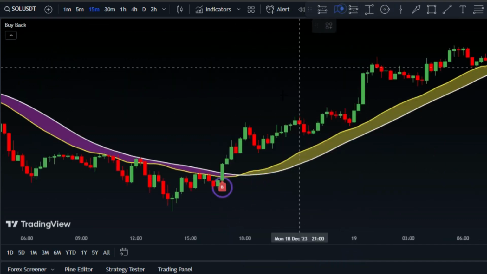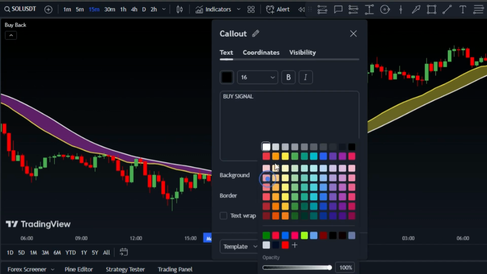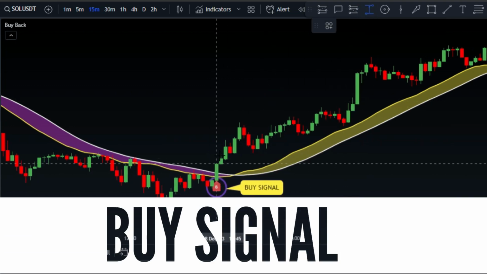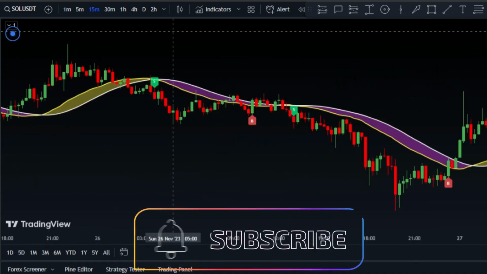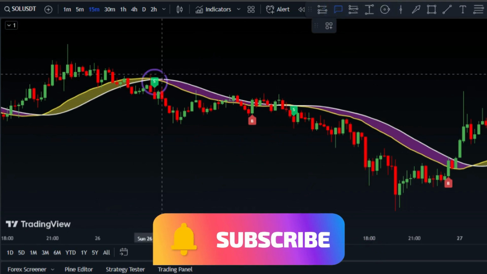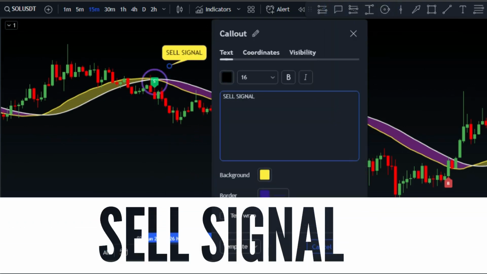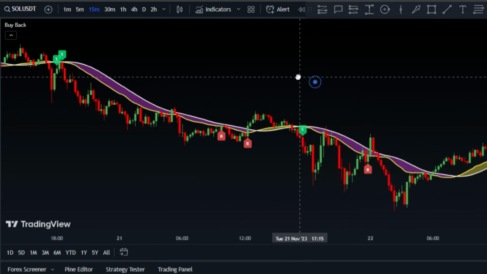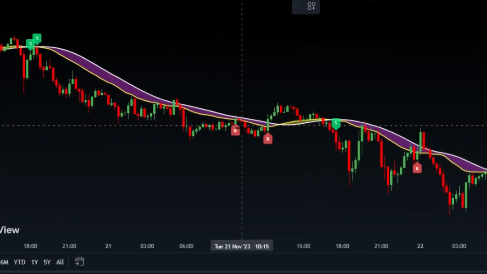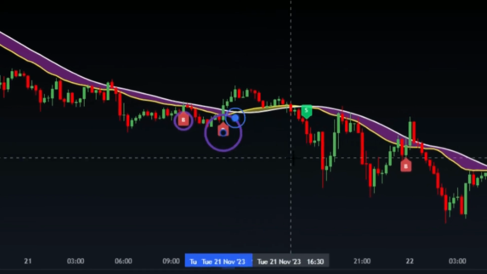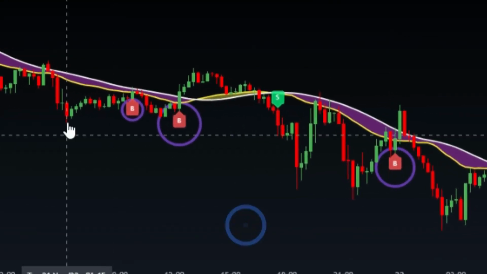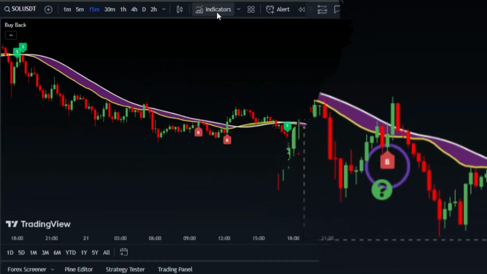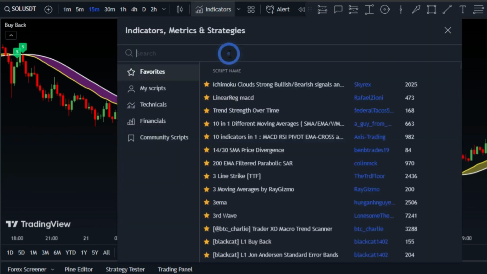Now our indicator is spitting out signals like a well-oiled machine. But wait, that's not all. Even though our indicator is doing a pretty great job at generating signals, we want to make sure we're not going against the market trend. So let's bring a new indicator into our strategy called Trend Strength Over Time.